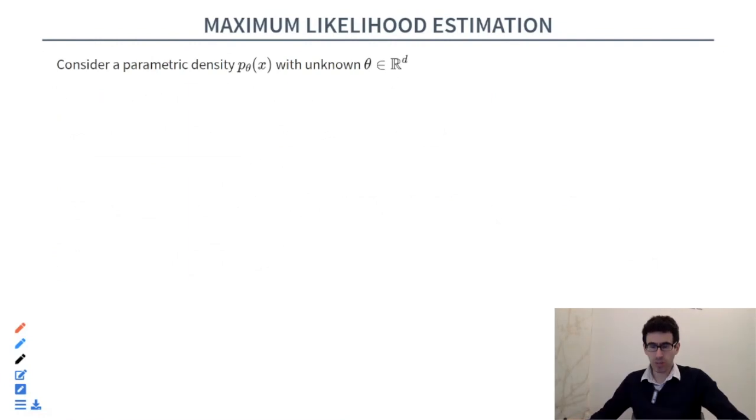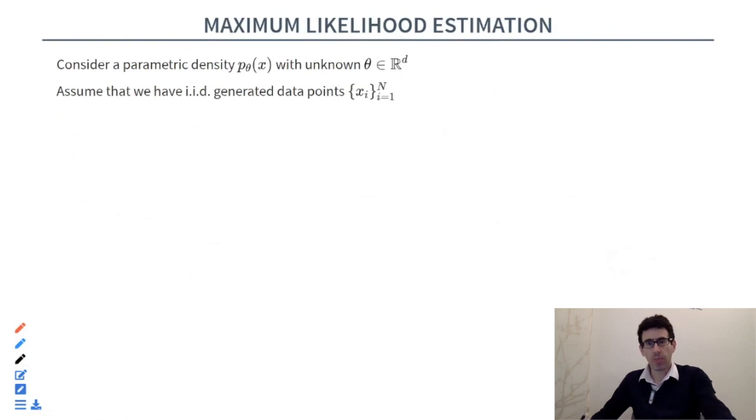The maximum likelihood estimation takes the following problem. Assume that you are given a parametric density, and I'm going to assume here that it's continuous, and I'm going to use a notation of a continuous density, but it does apply equally well if you have a probability mass function. And this density is parameterized by a parameter theta. And that theta we're going to assume is a d-dimensional real-valued vector.